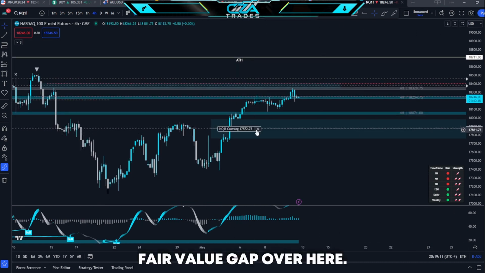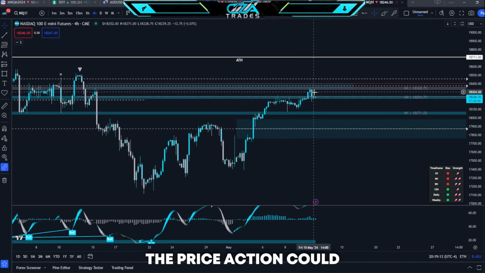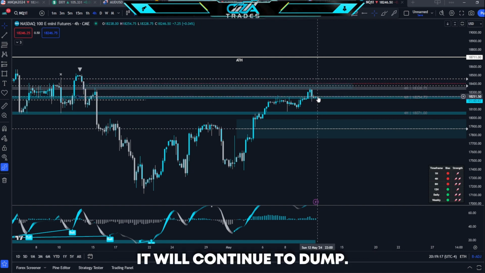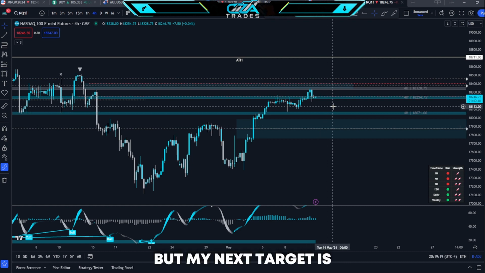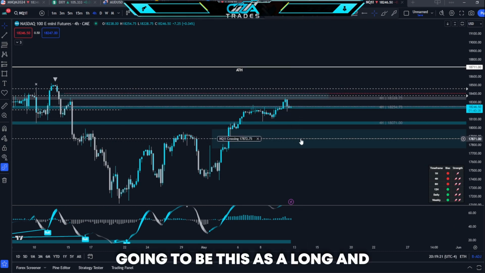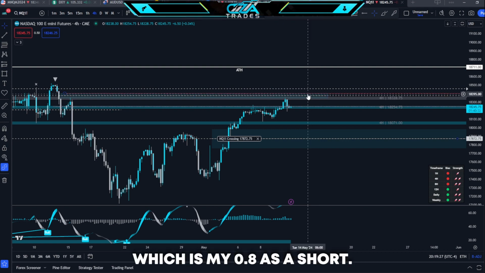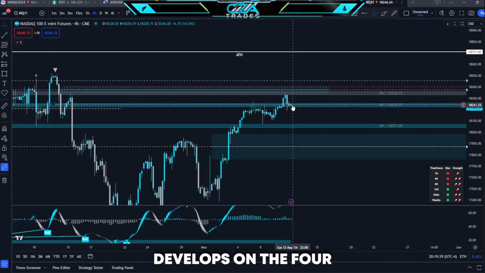We also have this other fair value gap over here. The price action could actually tap into this area here, or it will continue to dump. But my next target is going to be this as a long, and I'll target this level here, which is my 0.8 as a short. We have to see how this price action develops.